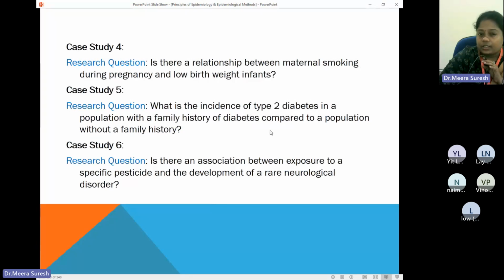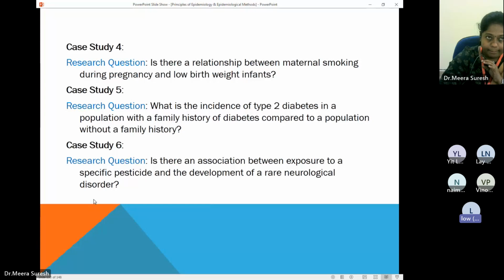What is the incidence of type 2 diabetes in a population with a family history of diabetes compared to a population without a family history? So how are you saying which one to study? Can't you do cross-sectional?